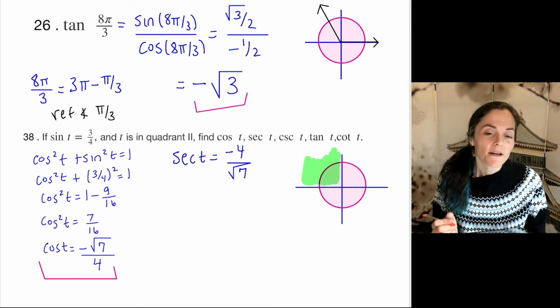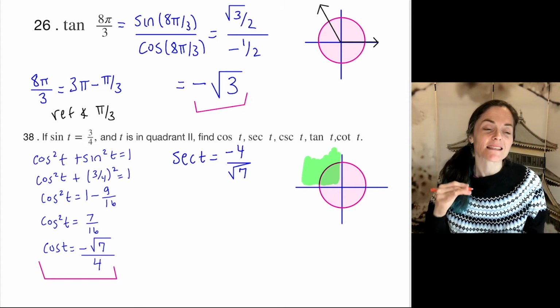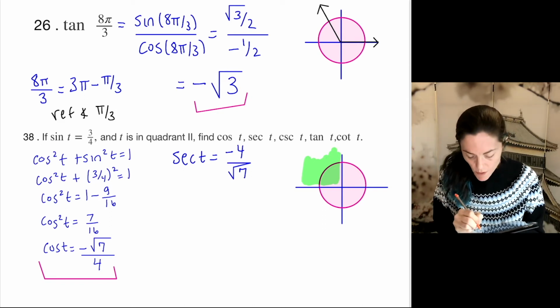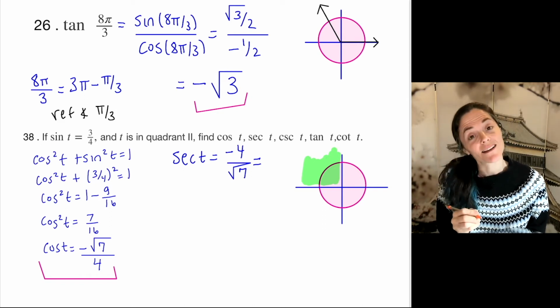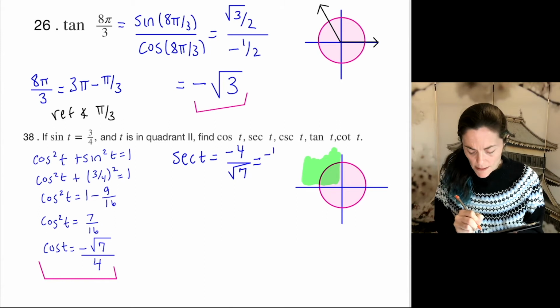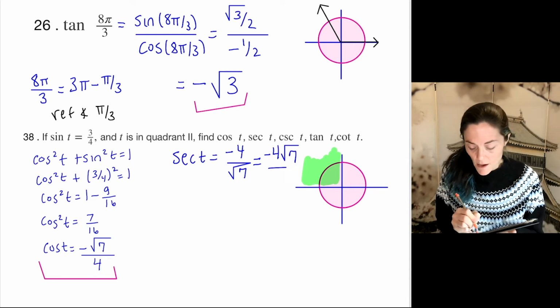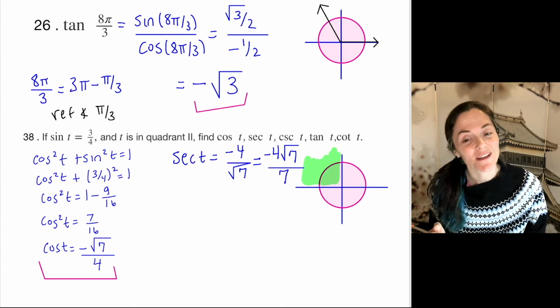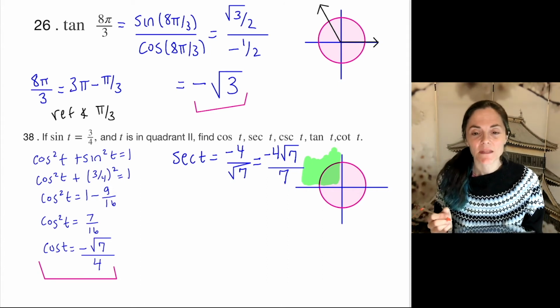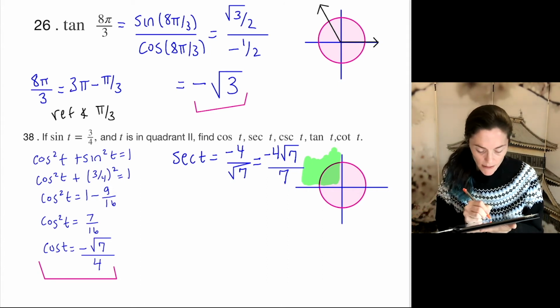Which you could leave like this, right? Or you could multiply by square root 7 divided by square root 7 and write this as minus 4 times the square root of 7 over 7. That would be a way to write it where you do not have a square root in your denominator. Then we need cosecant.